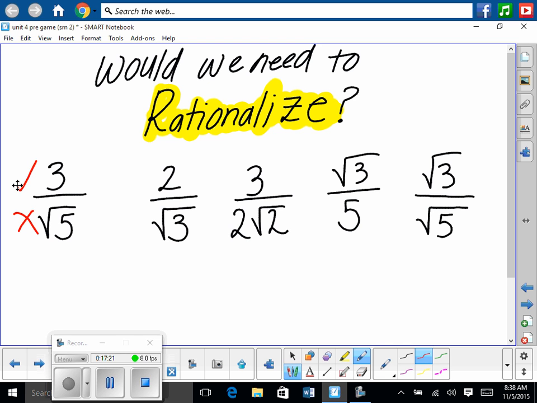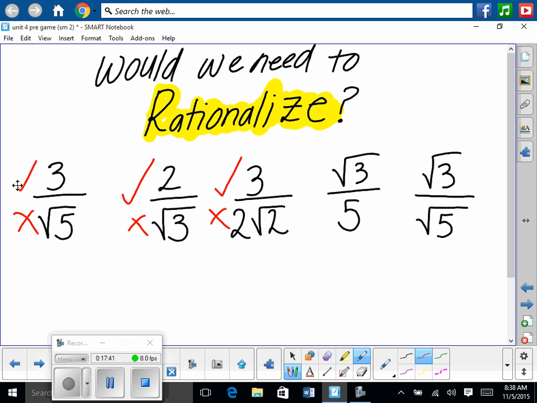The problem is there's a root in the bottom of our fraction. Would we need to rationalize this one? Yes. There's a radical, a root, a square root in the bottom of our fraction. How about this one? Yes. Is there a radical in the bottom? Yes. So this one would need to be rationalized. Does everybody get it? Okay.